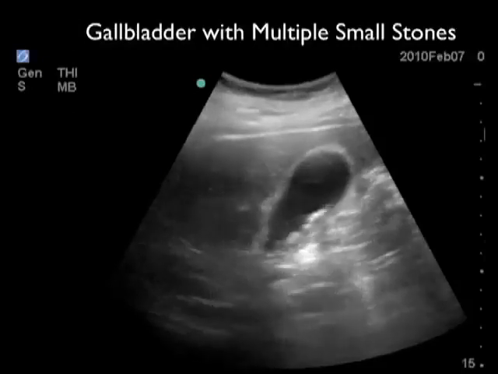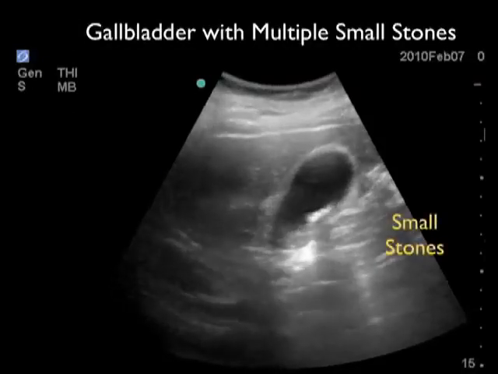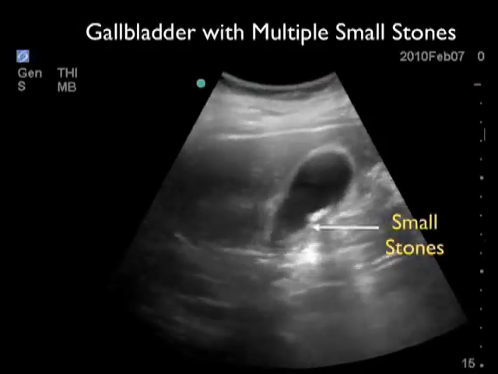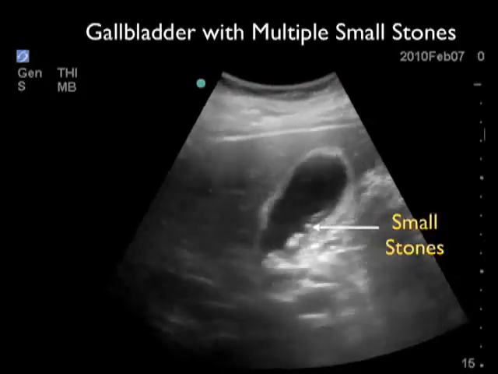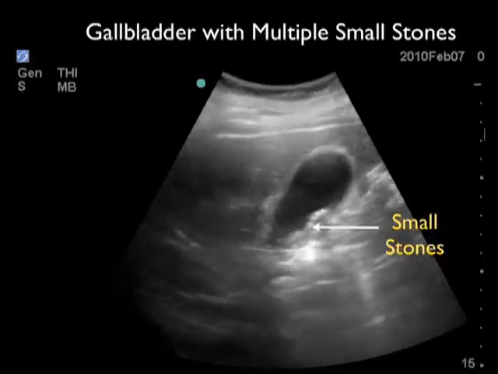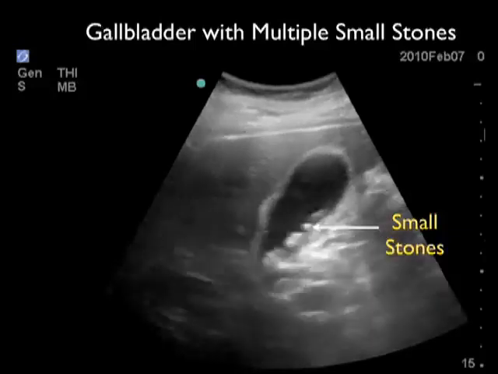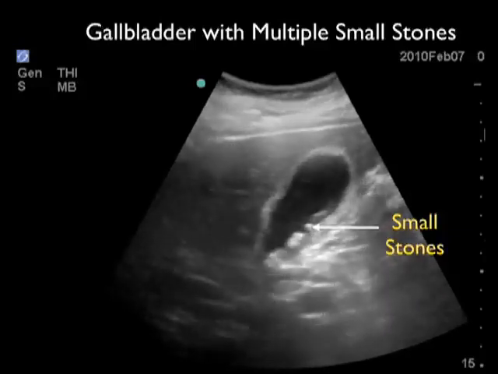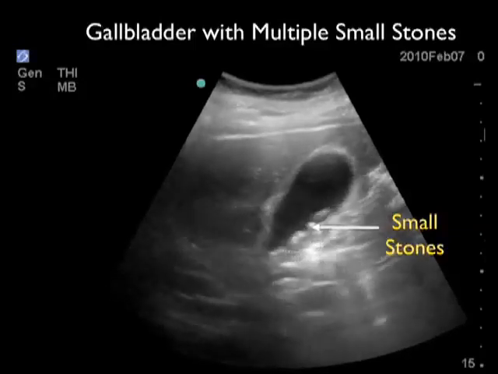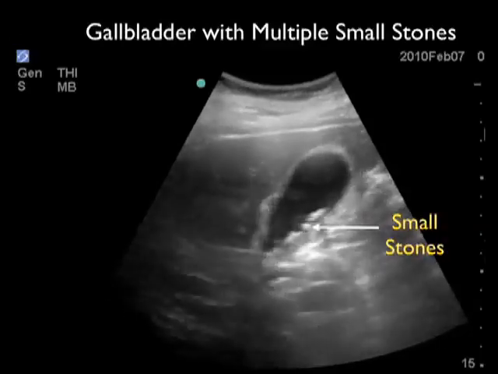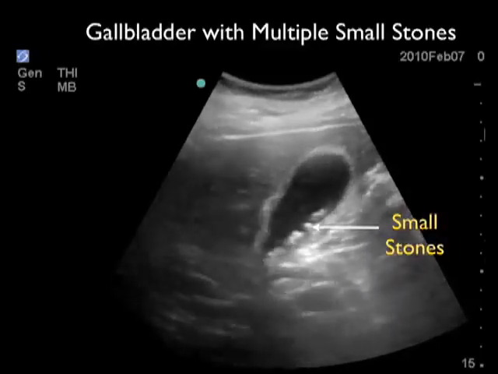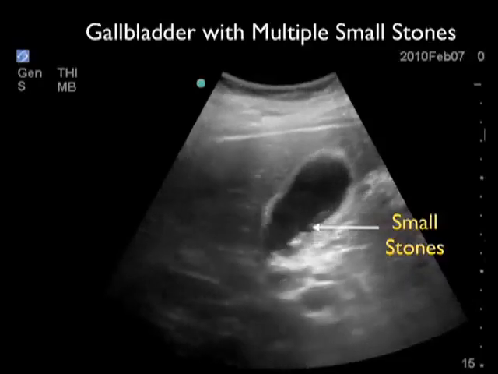Here's another video clip, again from a male presenting with right upper quadrant pain, and what we see here is a gallbladder in the middle of the image, and notice the layering out of multiple small stones on the back wall of the gallbladder. We see the characteristic appearance of a gallstone here. Notice it has a hyperechoic or bright appearance, and we can see shadows coming off the back as the sound waves can't permeate the hard cholesterol crystals.